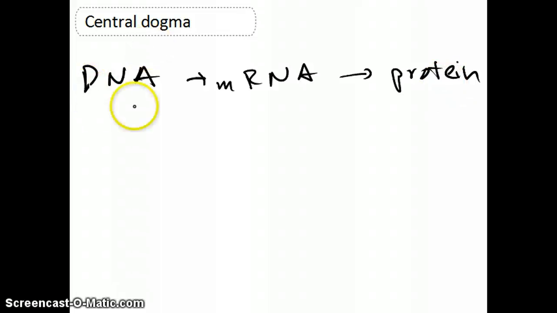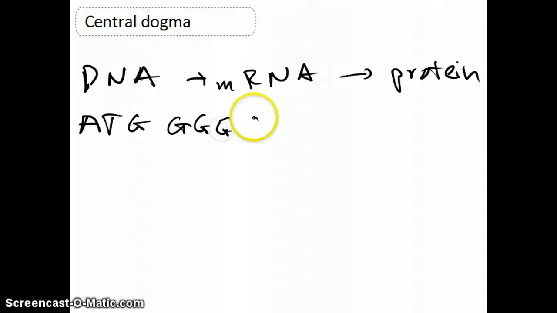So let's give an example. A DNA would have a sequence in the order of A, T, G, G, G, G, C, G, A, for example. So this is a DNA.